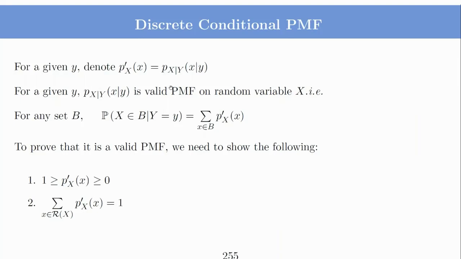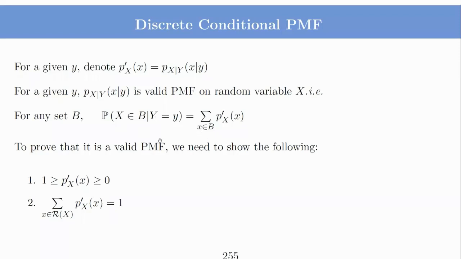So I want to claim that if I fix y, then this, which is a function of x, is actually a valid PMF on this random variable x. When I say it's a valid PMF, it means that if you take any set B, then the probability that x belongs to B given that y takes this specific value, so this value is fixed, is nothing but the sum of the PMF over all the values which are in B.